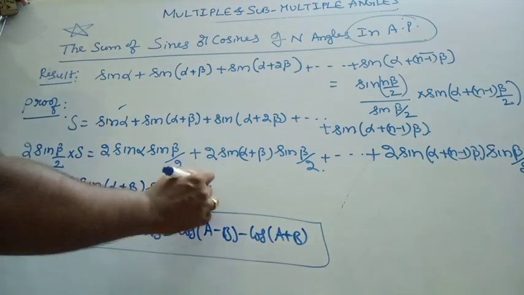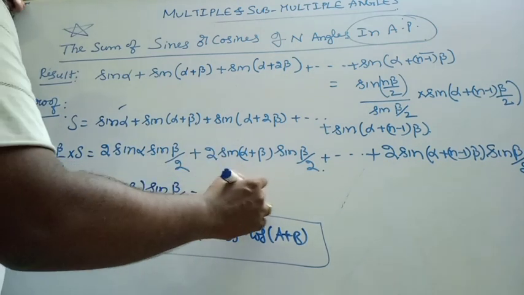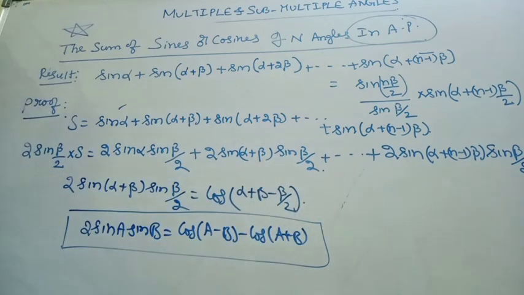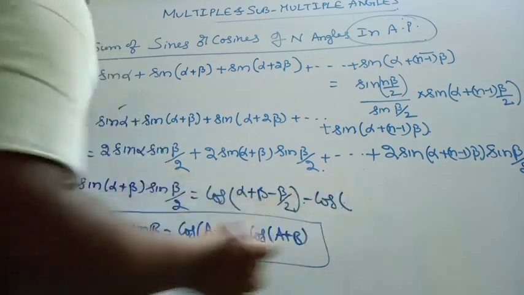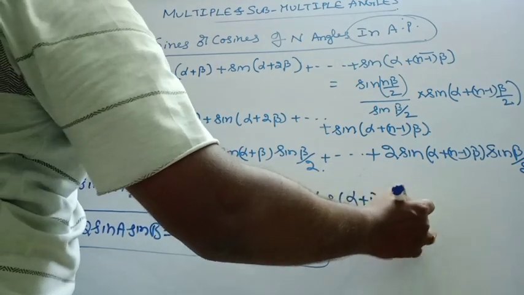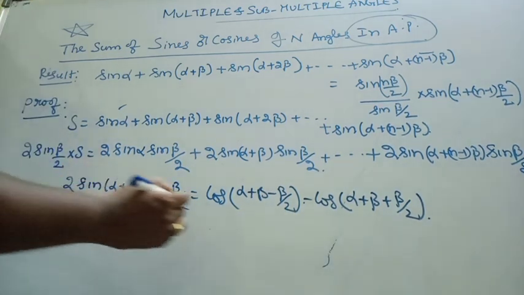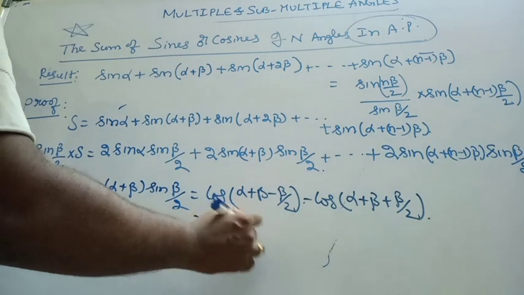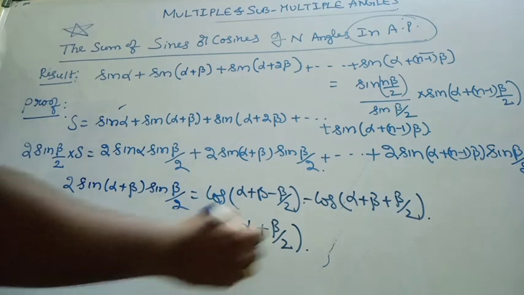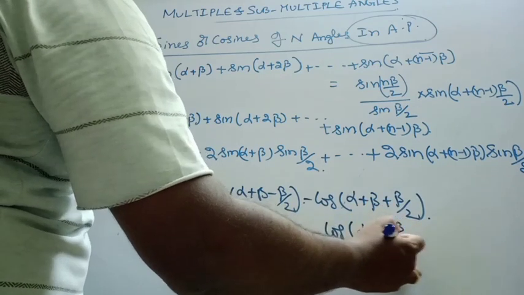Here, cos A minus B: in the place of A we have alpha plus beta by 2, and minus beta by 2. Okay, cos(A minus B) minus cos(A plus B). A is here what? Alpha plus beta by 2, like this, right? If you simplify, my dear students, we have used this result. This is simplified to cos of alpha, since alpha plus beta by 2 minus beta by 2 is alpha, minus cos of alpha plus 3 beta by 2, like this we will get.